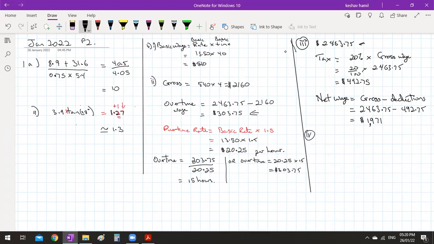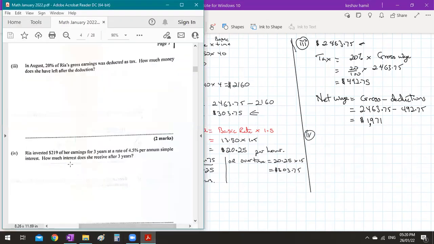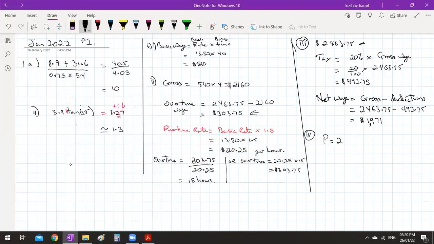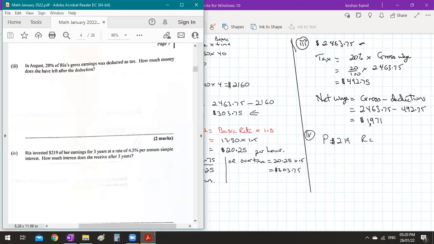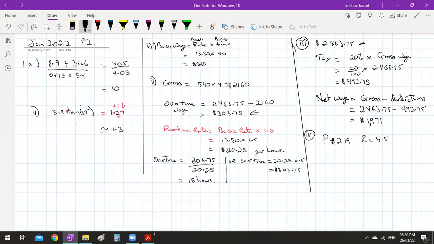Part 4. She invested $219, so that will be the principal amount. The rate is 4.5 for 3 years, and the time is 3 years. Now this is simple interest.